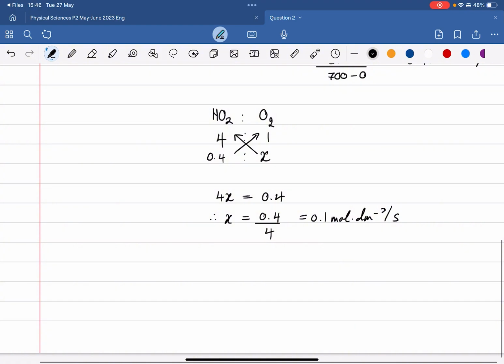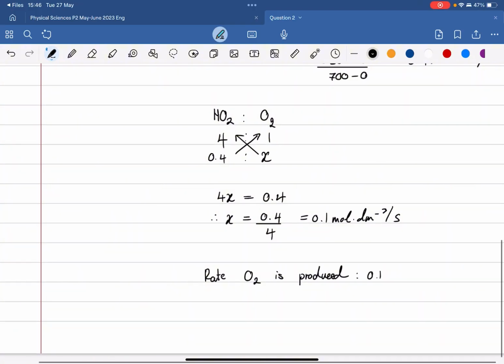And remember, now this is the rate at which oxygen gas is produced. Okay, 0.1 moles per decimeter cube per second.